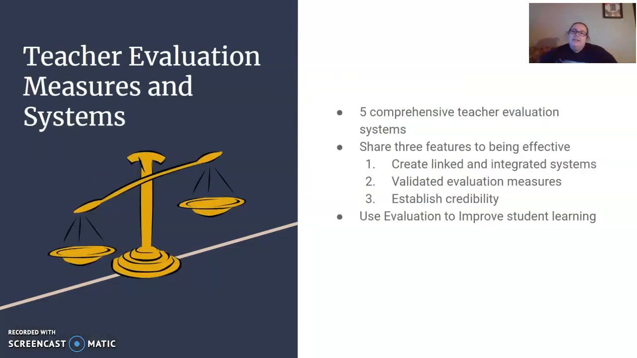The 4th reading was teacher evaluation measures and systems. This was a research brief. They looked at evaluations that use both teaching and learning. They looked at 5 comprehensive teacher evaluation systems and saw that they share 3 features that make them effective. They create a linked and integrated system, which means they connect other elements in the education system. They have validated evaluation measures. The measures are credible, they're meaningful, and they improve upon teaching.